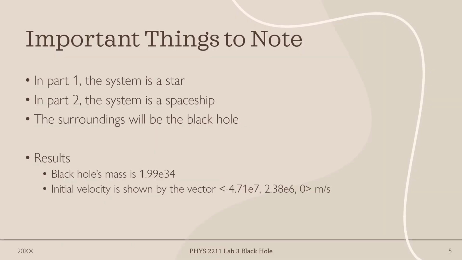So in our part 1, the system is going to be the star. Part 2, the system is a spaceship. For both, the surroundings will be the black hole. And our results will be that the black hole's mass is 1.99 e to the 34 kilograms, and the initial velocity is shown through the vector shown on the screen, and it is in the units of meters per second.